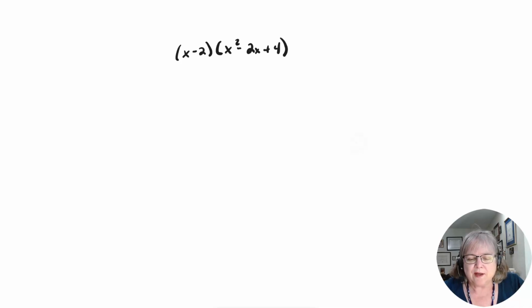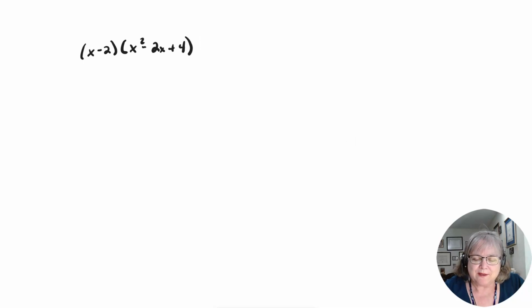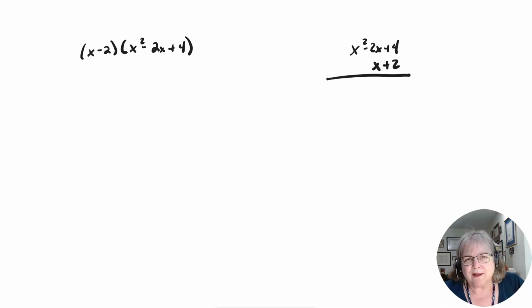All right, so here are a binomial times a trinomial, and if we multiply these out, I'm going to show you the two most common methods. One is the vertical method, where you would multiply like you did in elementary school. So you start in the bottom right. 2 times 4 is 8.